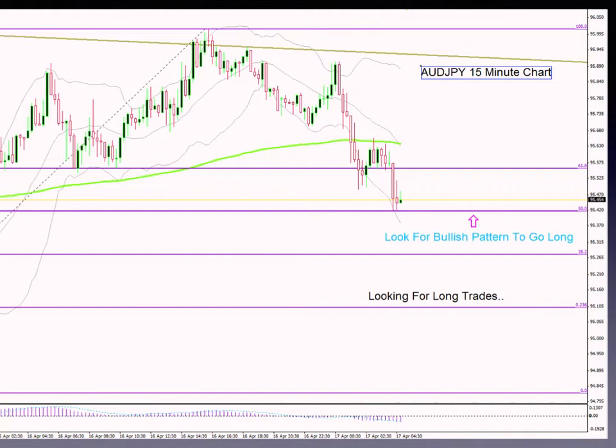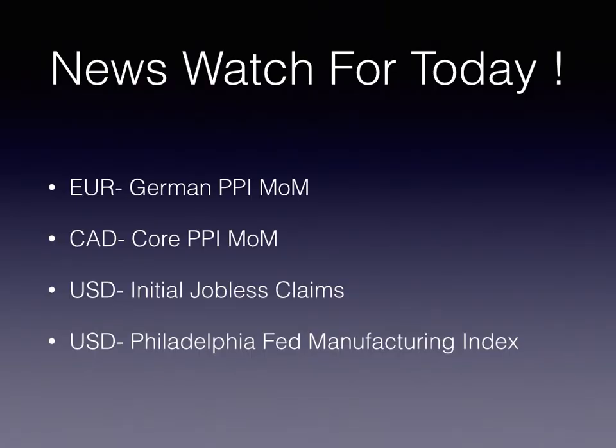Okay, so now let us take a look at the news watch for today. Traders, this is what's going on in the news today. The Eurozone during the London session has German PPI month on month. Before the New York session, we have the Canadian dollar having core PPI month on month from Canada. That is high impact, and so is the German PPI month on month, high impact.